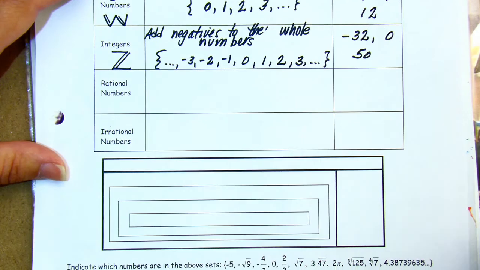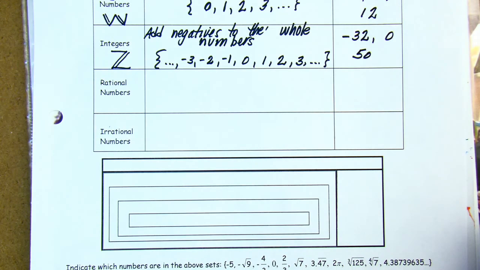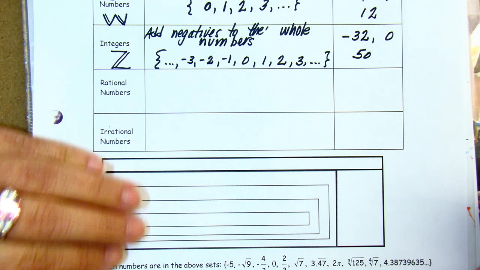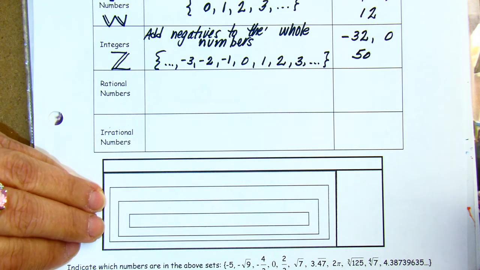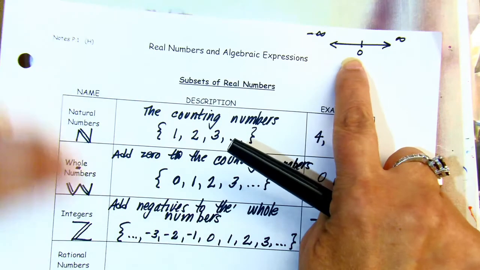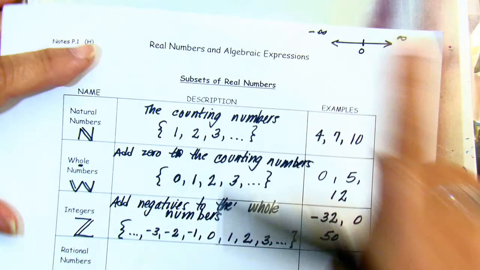Rational numbers. You would think R is the symbol for rational numbers, but it's not, because the double bar R is the symbol for real numbers, all of the numbers on the number line. This is called the real number line. All numbers on it are real.